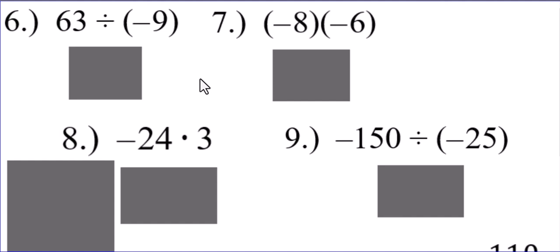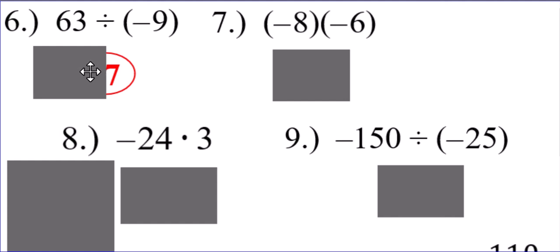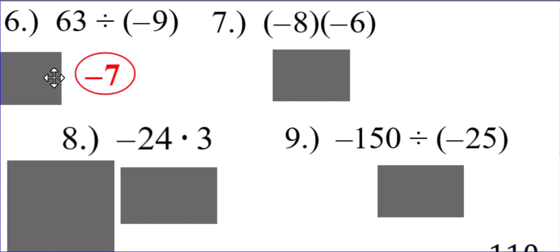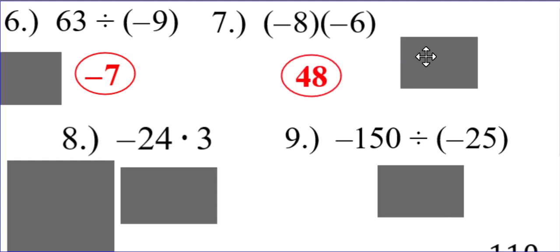All right, I'm assuming you already did 6, 7, 8, 9, and 10. If not, you better hit pause now. 63 divided by negative 9, different signs, so it's going to be negative 7. But on number 7, it's a negative times a negative, same signs, so that answer is going to be positive.